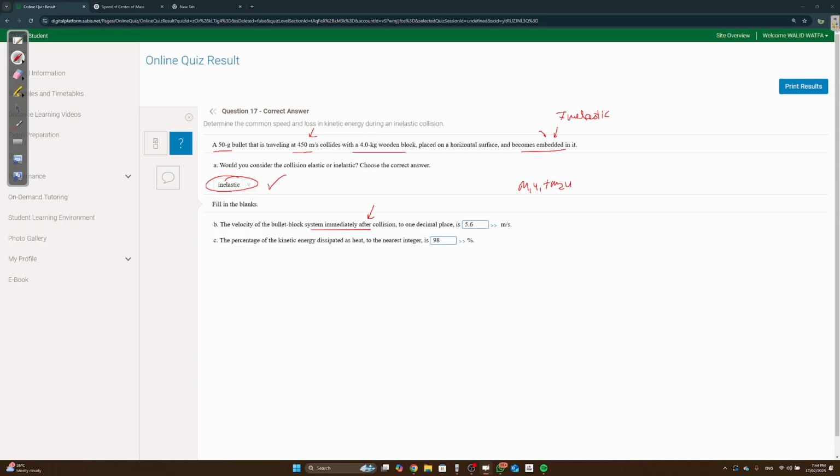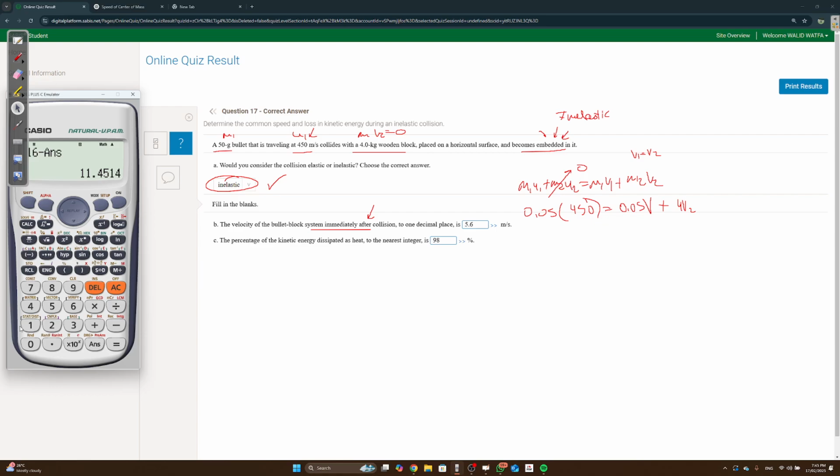m1u1 plus m2u2 is equal to m1v1 plus m2v2. The wooden block is at rest, so we're going to take this as m2, and we're going to say v2 is equal to 0, so we cancel this as 0. We take this as m1 and u1. m1 is 0.05, because it's in grams, times u1, which is 450, is equal to, since they collide and move with the same velocity, m1 is 0.05 times v, not v1. v1 is equal to v2, since it's embedded in an inelastic collision, same velocity, they're stuck together, right? Plus m2v2, say 4v. You're going to get 0.05 times 450, and then divided by whatever that is. You get 5.6 meters per second.